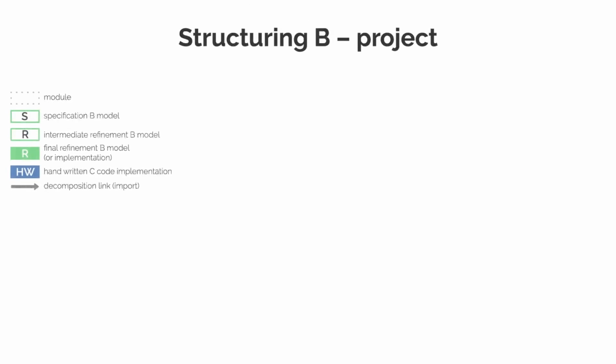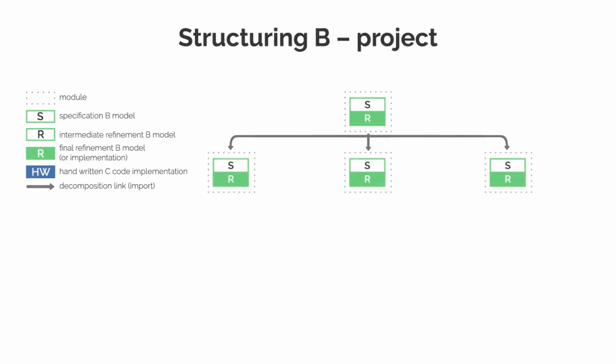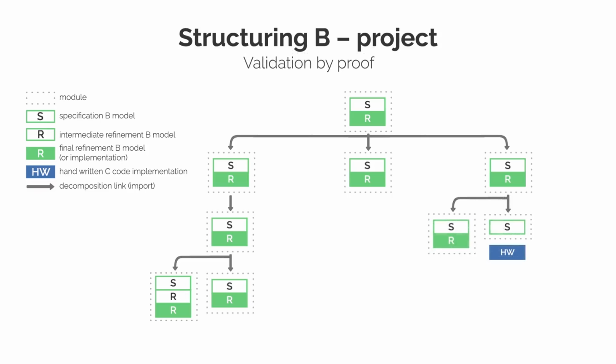A B project can be seen as a tree with the specifications and implementations connected by import links. In this project, we have specification and implementation. Sometimes we have several refinements between specification and implementation. Sometimes we have a specification but no implementation. The source code is in fact handwritten source code. For a B project, the proof ensures that every model is consistent and that any refinement complies with its specification.